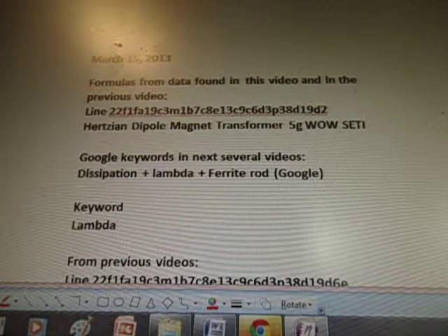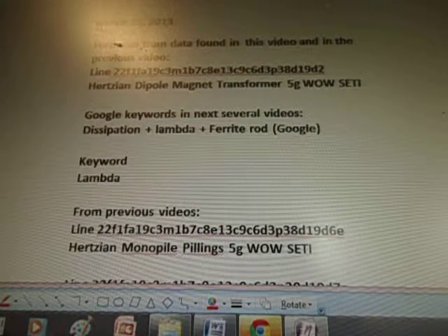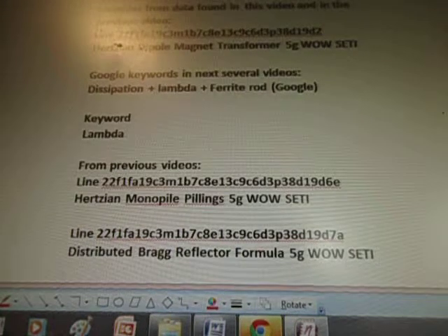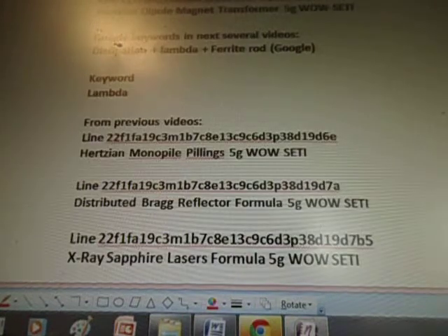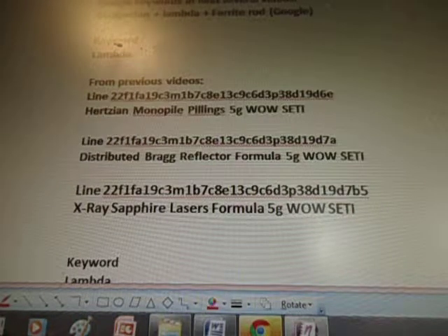Then we googled the keywords for dissipation, lambda, and ferrite rod. Actually, not all of them yet, but we're working on it. Keywords lambda from a previous video, line 22f1fa19c3m1b7c8e13c9c6d3p38d19d6e Hertzian monopile Pillings 5G Wow Seti. Then we did line 22f1fa19c3m1b7c8e13c9c6d3p38d19d7a.